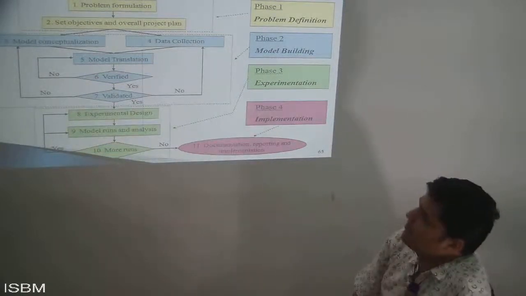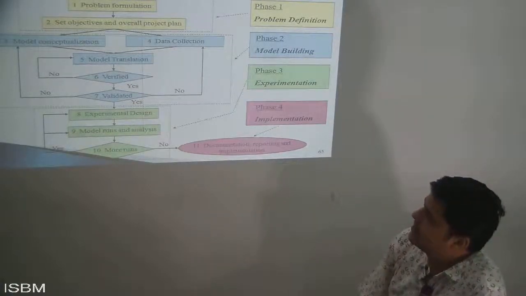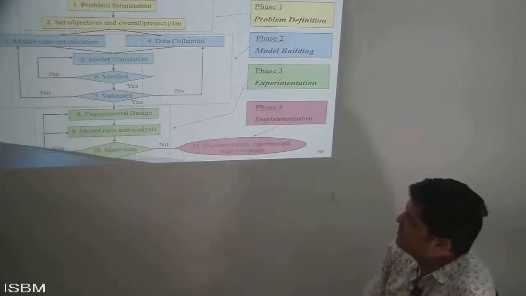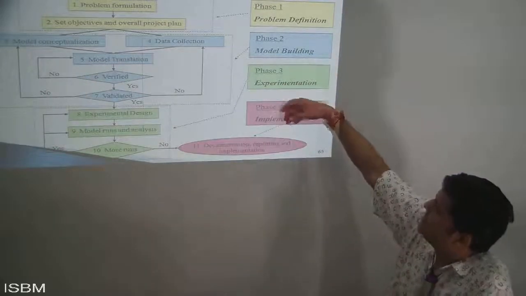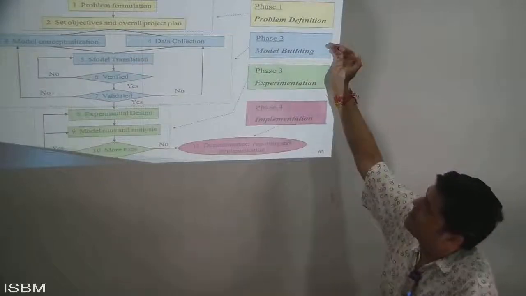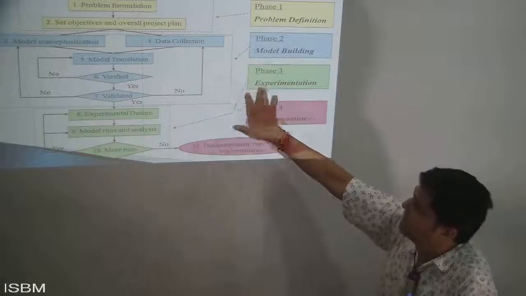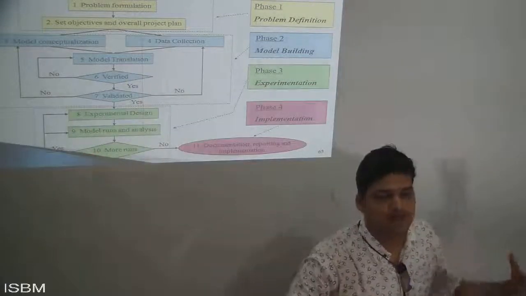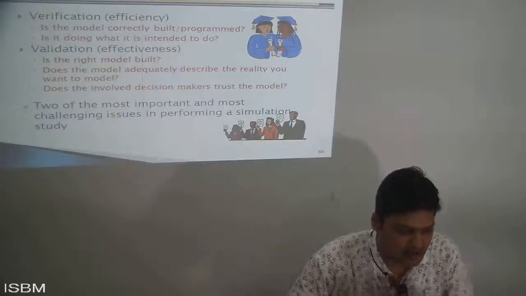We will start with project formulation, set objective, then model conceptualization, data collection, model translation, verification, validation, then experimental design, model run and analysis. Then implementation, experimentation, model building are all involved. It's like project definition at the start of the project, then model building, then experimentation and implementation. So this is kind of the project steps which we can see here. Then model verification and validation.